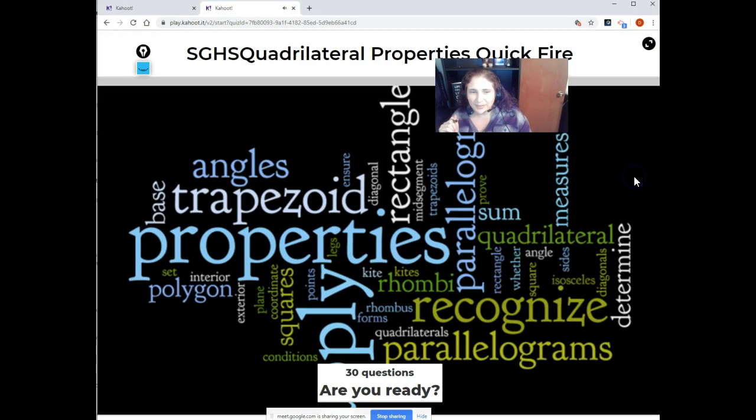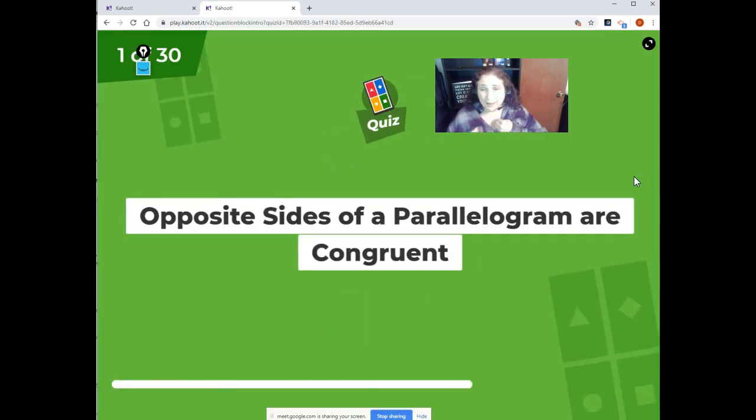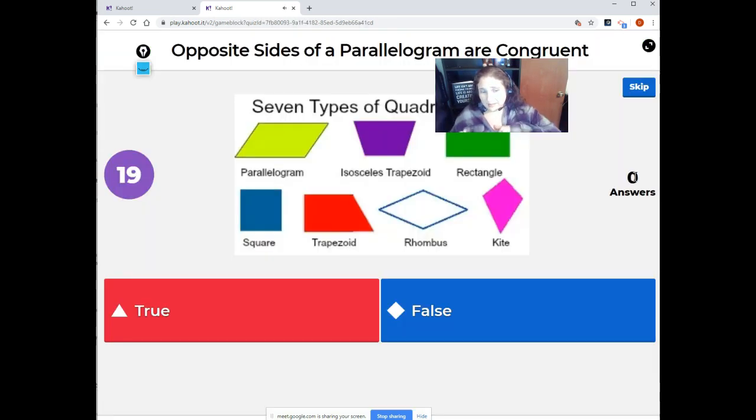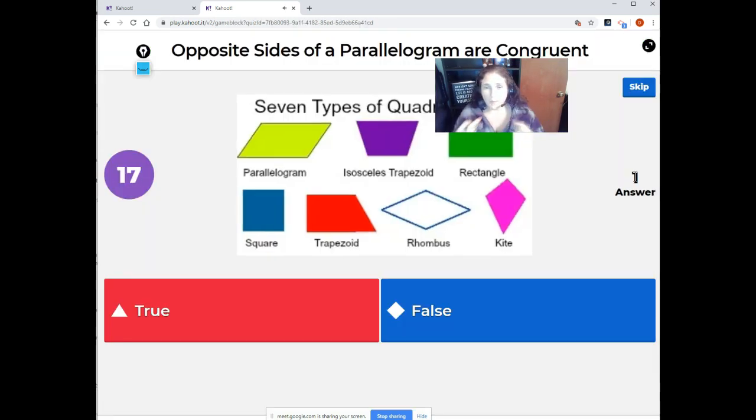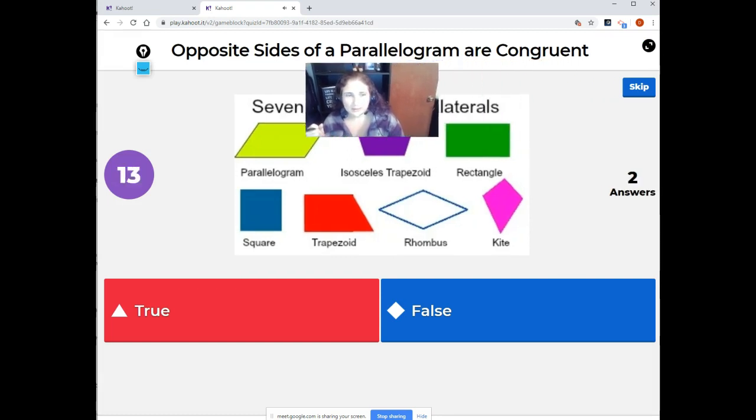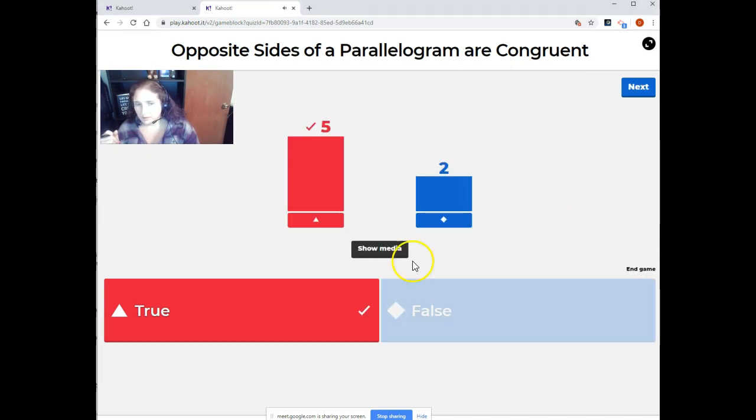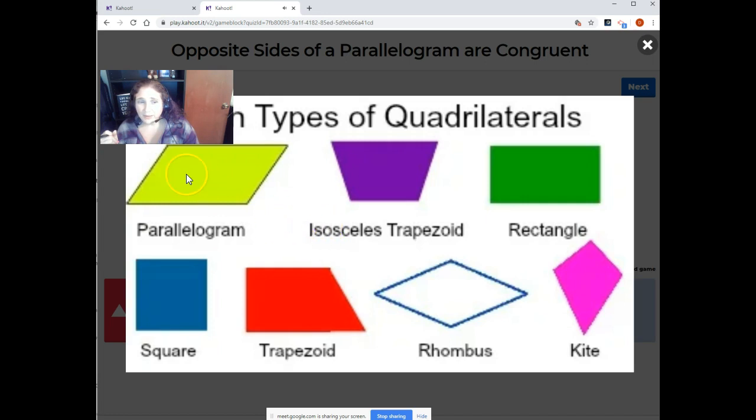All right. Let's get going with 6. If I missed you, you can still sign in. The code is 1328418. Opposite sides of a parallelogram are congruent. Yep, true, false. And they even gave you pictures. Yep, opposite sides of a parallelogram are congruent. That's just fact.